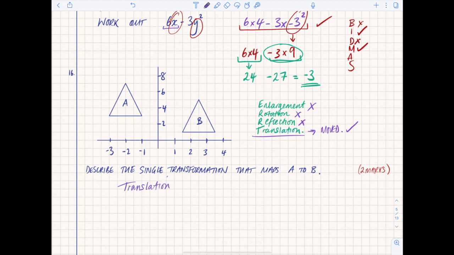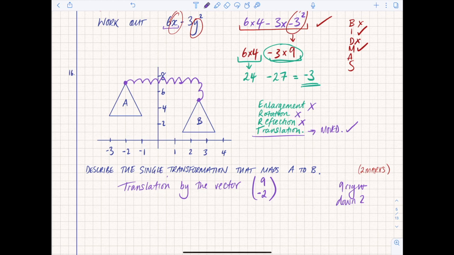So sometimes the mark scheme will give you a mark just for writing the correct word, or you need the word with another part. So translation gets you a mark potentially, but then with translation, we need to say what the vector is. Okay, so translation by the vector, how do I go from A to B? Well, pick a point. I'm going to go from that point to that point, make sure it's the same point. I go 1, 2, 3, 4, 5, 6, 7, 8, 9 right. So I'm going to just write that down here, 9 right. And 1, 2 down. So I'm going 9 right and 2 down. I write that as a vector. It becomes positive 9 and minus 2.